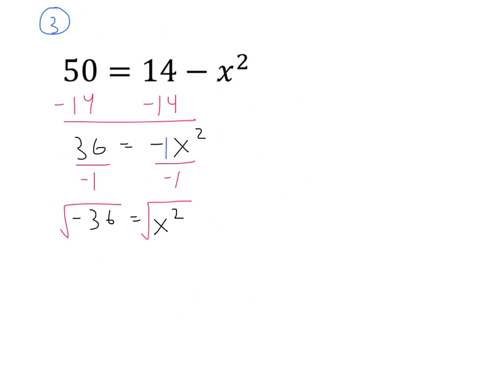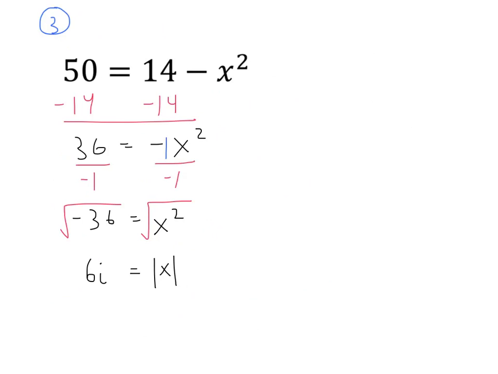All right, let's do the right-hand side first. The square root of x squared is the absolute value of x. Right? And then the left side, the square root of negative 36. It's not 6, because 6 times 6 is a positive 36. What is it? It is an imaginary number. It is 6i. Right? Because 6i times 6i would be negative 36.